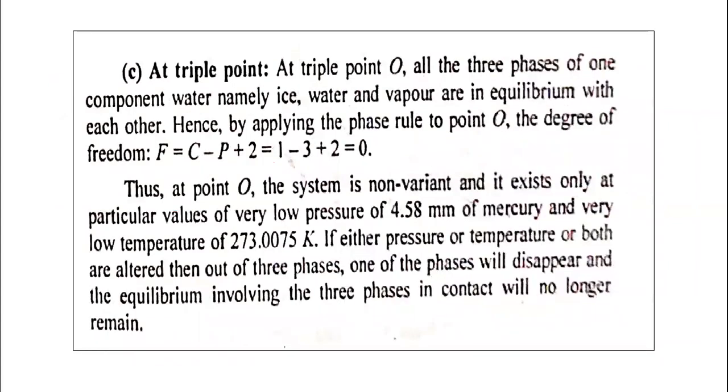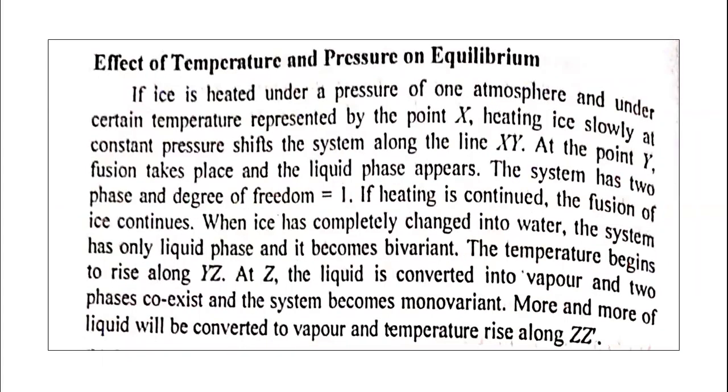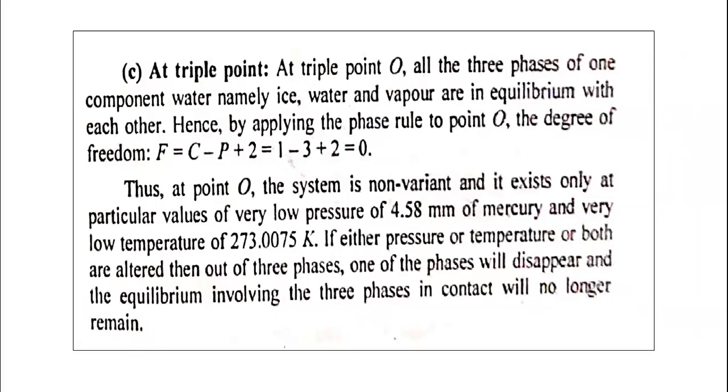In this way we have discussed the application of the phase rule to the water system. For every area, every boundary line or curve, and at the triple point, we can apply the phase rule. So this is about the phase diagram for the water system. The water system is a one component system, and in the phase diagram there are a number of parts: areas, curves, and the triple point.